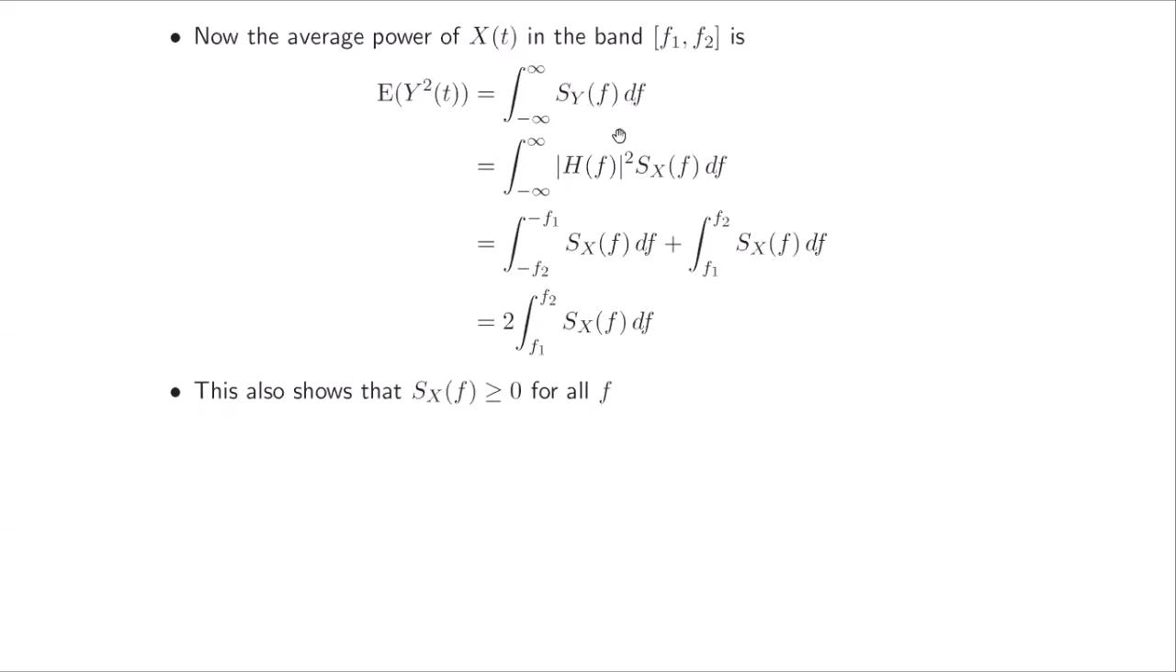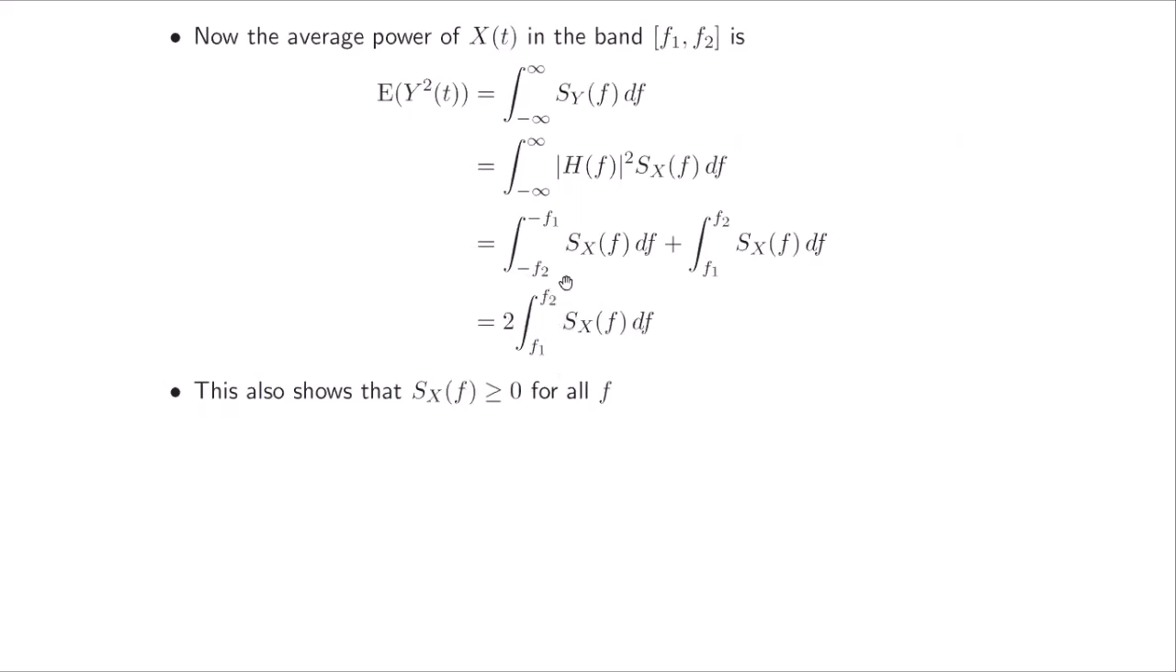Now, because it's an LTI system, Sy(f) is given as Sx(f) into |H(f)| squared. Now H(f) is 1 from f1 to f2 and 0 otherwise. So this will be given as the integration of Sx(f) df from f1 to f2 and from minus f2 to minus f1. Because it's a symmetric function, this is equal to 2 times the integration from f1 to f2 of Sx(f) df. So this is what we have shown, that the average power of a signal Y(t) is given as the integration of this density in the band.